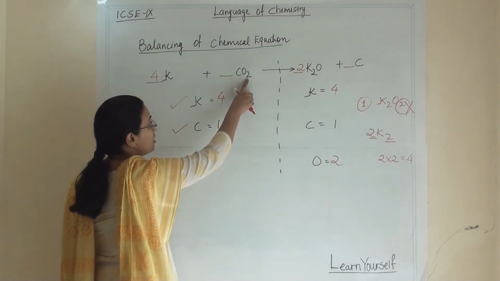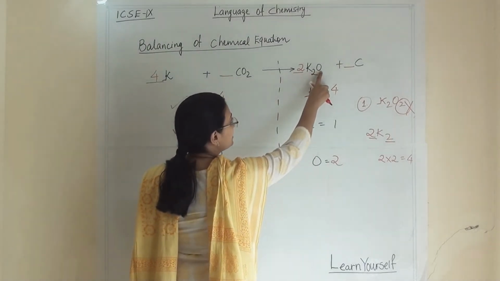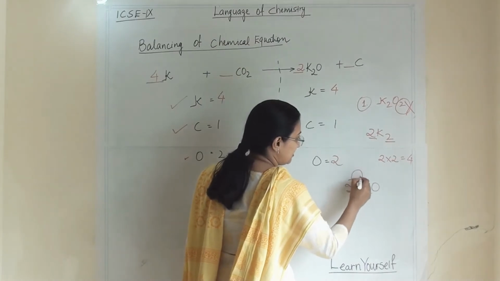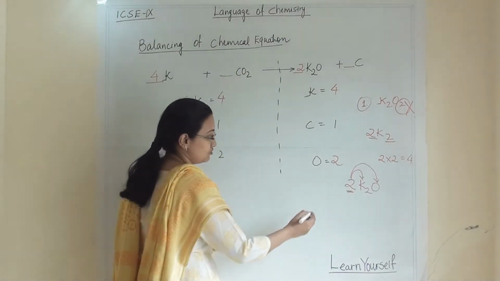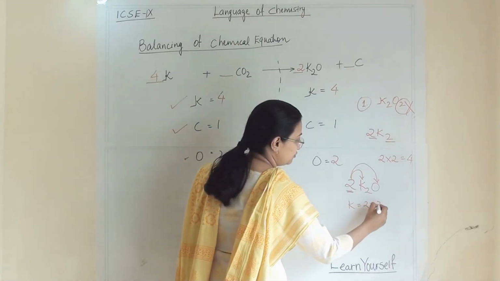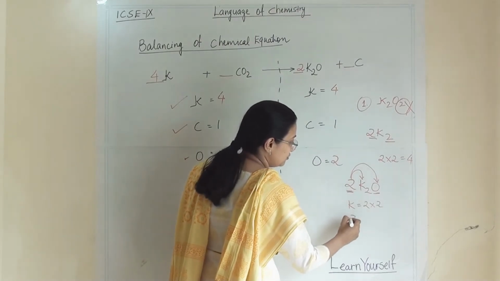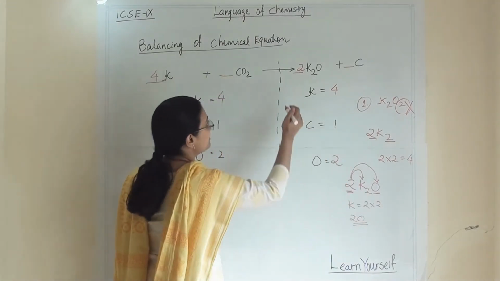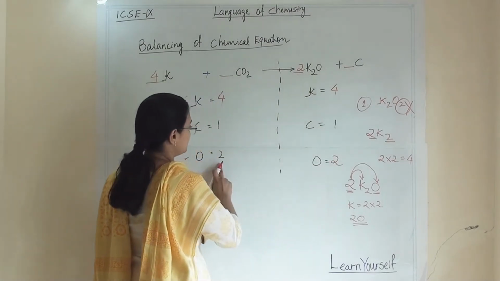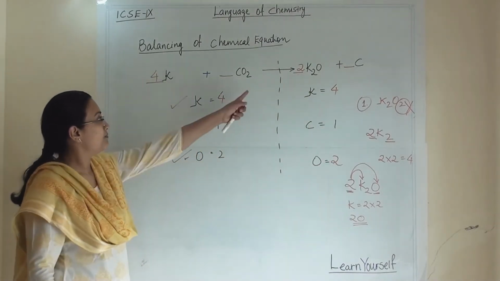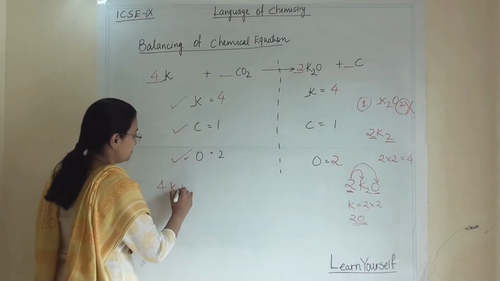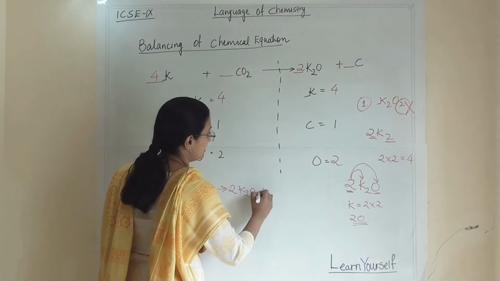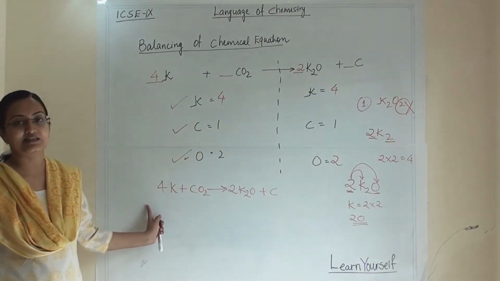Now oxygen. 2 oxygen is here, and this 2 goes with the oxygen also. When we are writing 2 K2O, then this 2 will apply to K and this 2 will apply to oxygen also. So for K we are multiplying 2 into 2 and for oxygen it is only 2O. So how many oxygen do we have? We have 2 oxygen. So oxygen is also balanced. So our equation is balanced. The balanced equation is 4 potassium plus carbon dioxide gives us 2 molecules of potassium oxide plus carbon. This is our balanced equation.